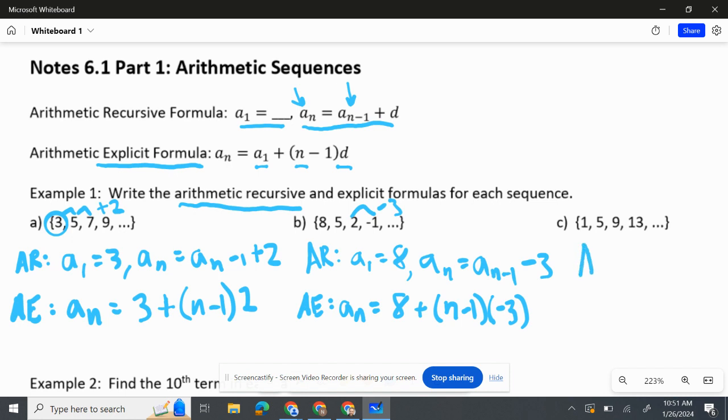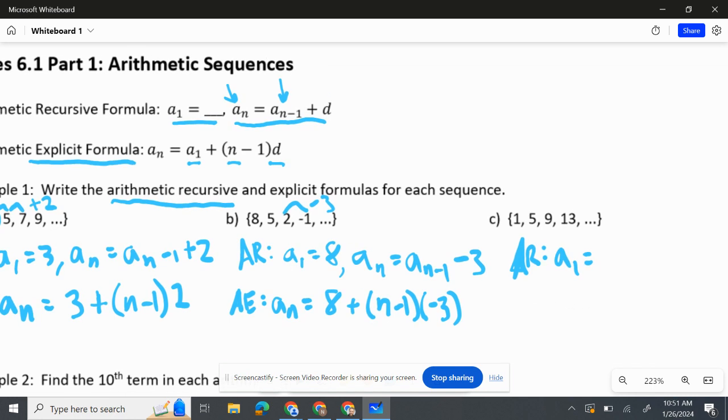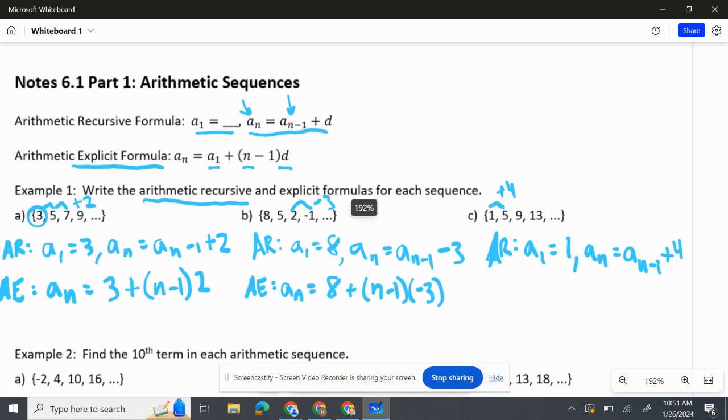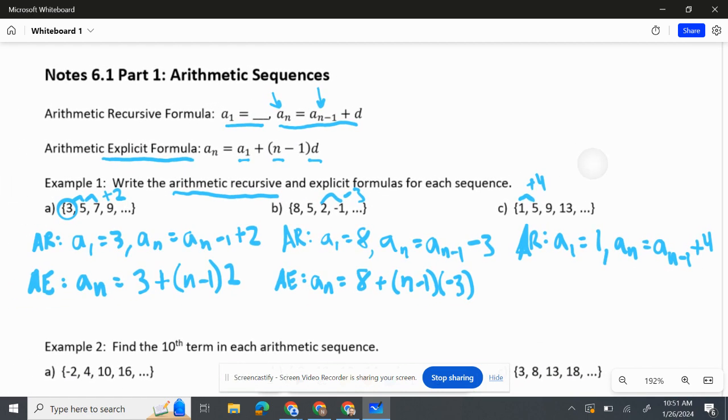For the next one, our recursive form, what we have is a sub 1 equals, and then our first term is 1, and we see that it's going up by 4. So a sub n equals a sub n minus 1, and then plus 4. For the next one, our explicit, what we have is a sub n equals 1 plus, and then n minus 1 times 4.